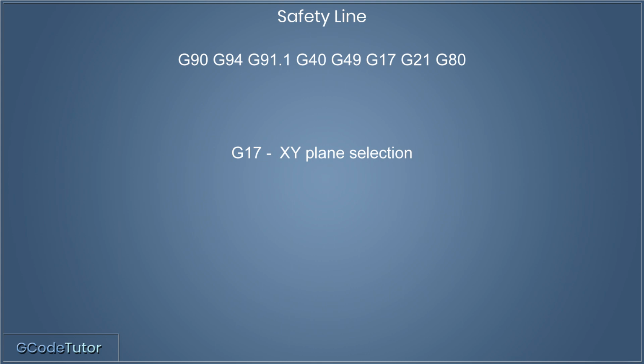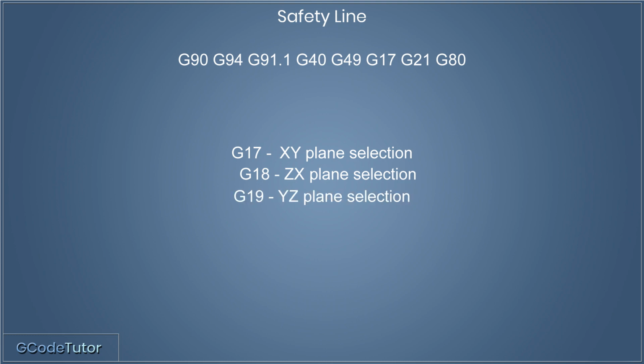G17 describes to the machine which plane we are cutting on. Now this is not that relevant on standard CNC routers, as we are always going to be cutting on the XY plane. But it's good standard practice to tell the machine that we are doing this. So G17 would tell the machine that our tool is coming from the top of the job and we're using the Z axis as our depth. The alternatives to this is G18, which is our ZX plane, and G19, which is the YZ plane.